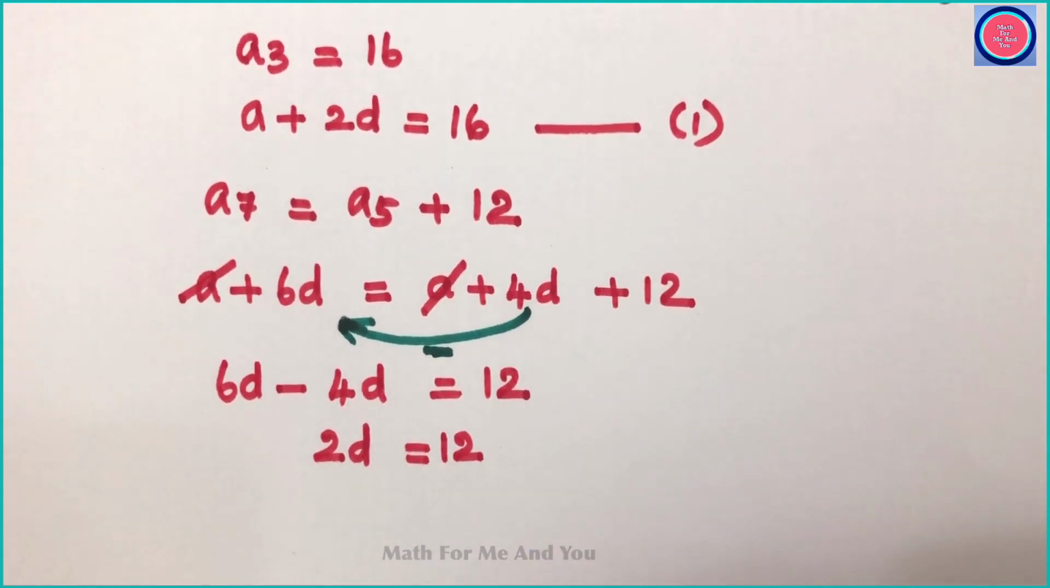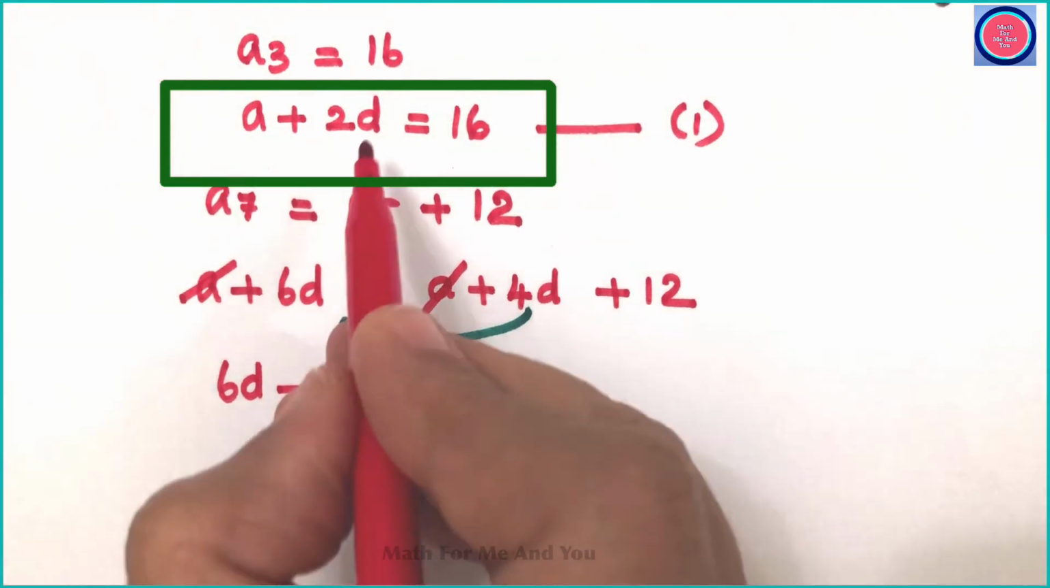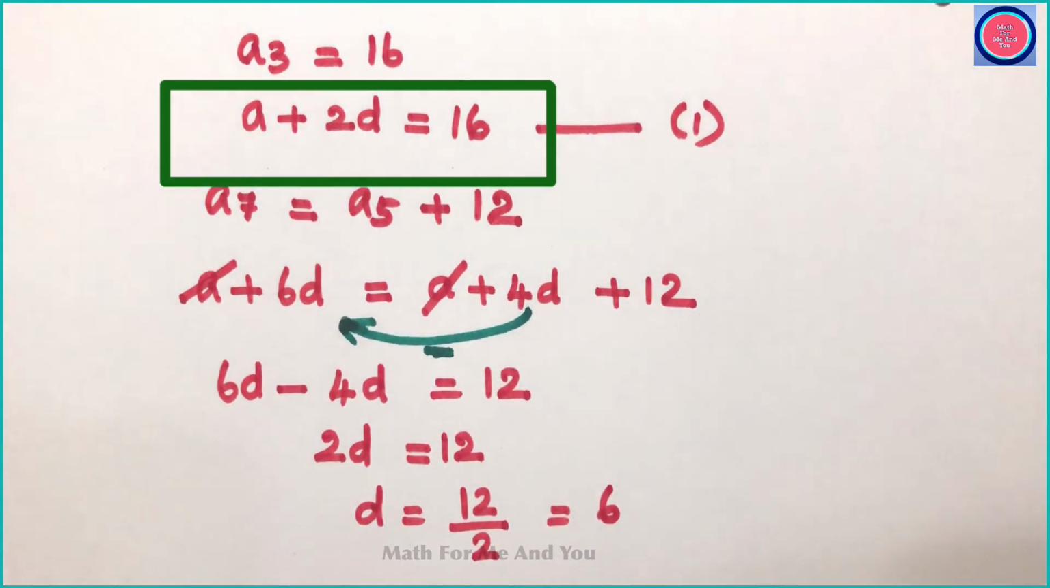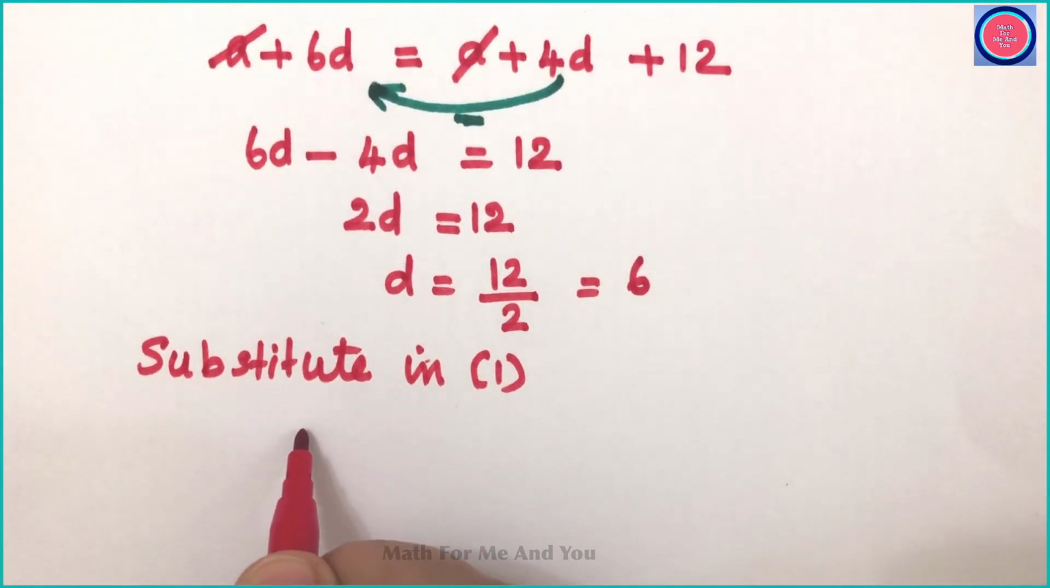Can you find the value of D? How can we find? Divide by 2 both sides. So D equals 12 over 2 because left side 2 we could cancel. D equals 6. D is the common difference, that is equal to 6. Now we can substitute this in equation number 1. Then we can find A. If we get A, we can find what is AP. What is equation number 1? A plus 2D equals 16.